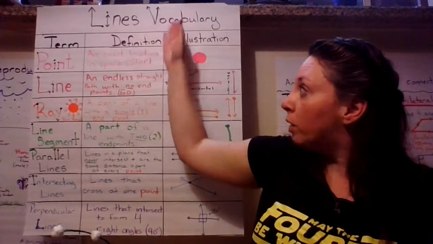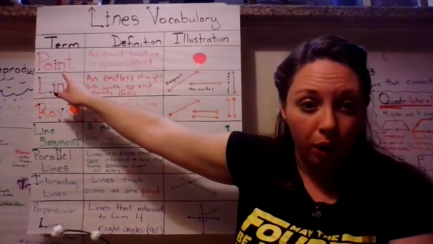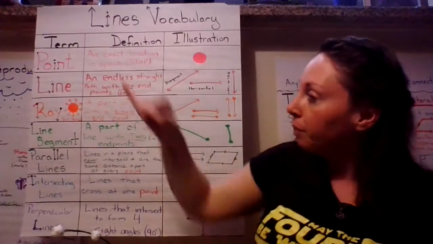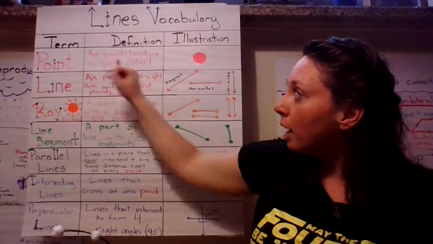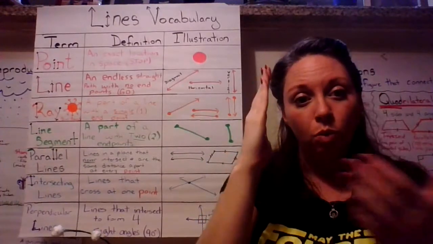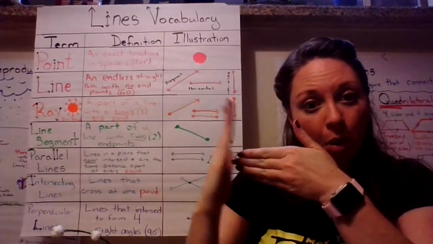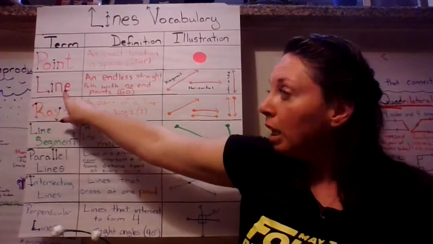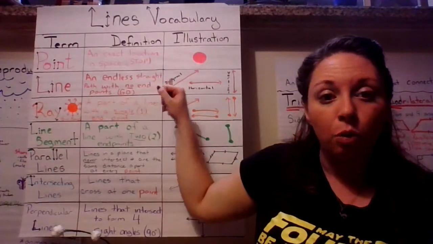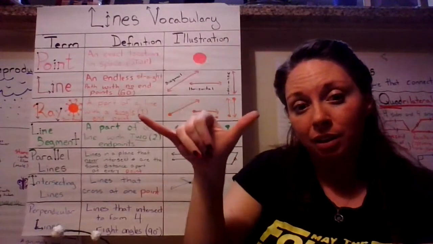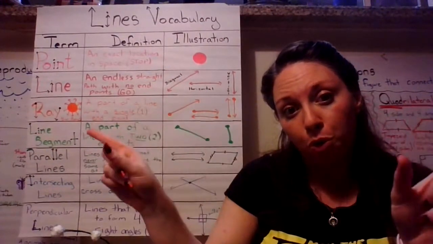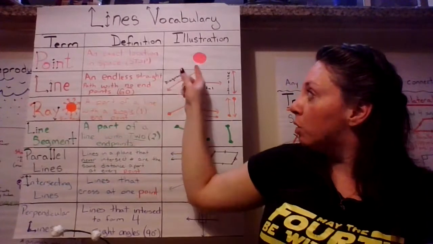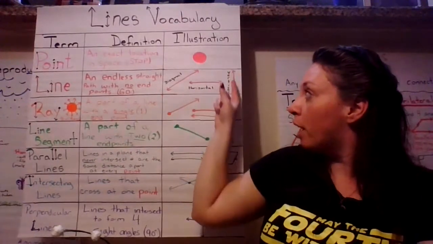So lines, vocabulary, term, point. It's the idea of just a dot. It is an exact location in space. It's something's going to stop. Line. In this case, there will be arrows on both sides, and it's telling you that it goes on and on forever and ever in both directions. So a line goes on and on in both directions.